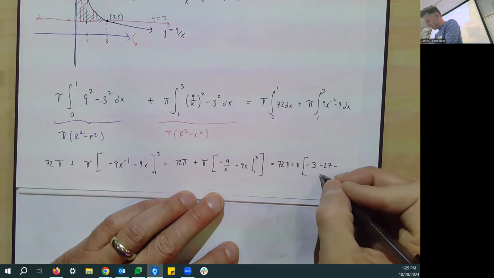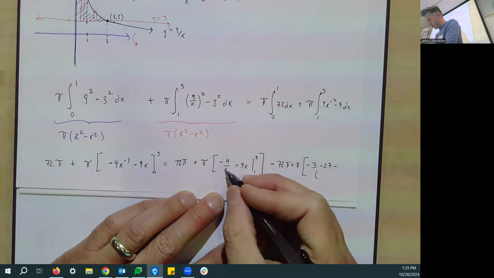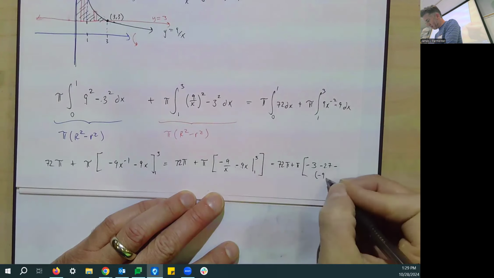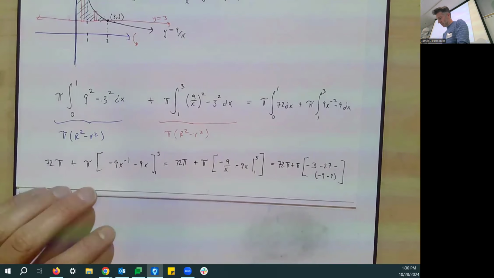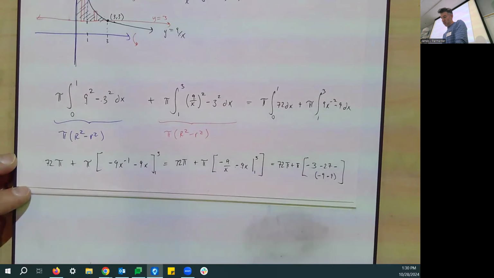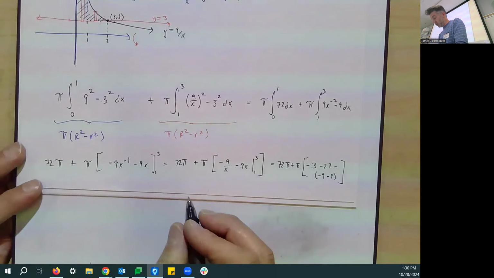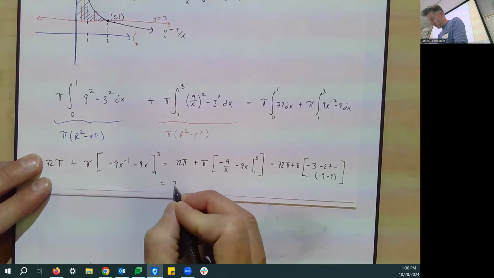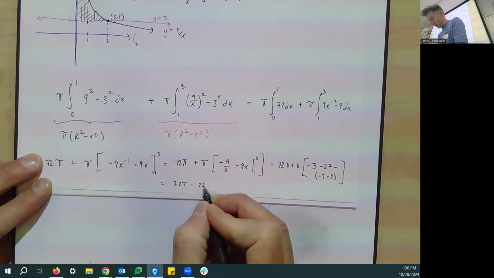Minus, getting a little tight here. Plug in 1, negative 9 over 1 is negative 9. Minus 9 times 1 is also 9. Sorry, that's a little bit gross. Apologies. So you get negative 40 plus 18, which is negative 22. So we're getting 72 pi minus 22 pi, which is 50 pi.